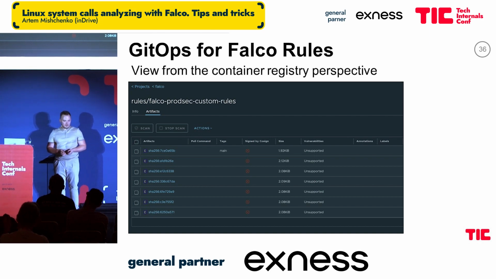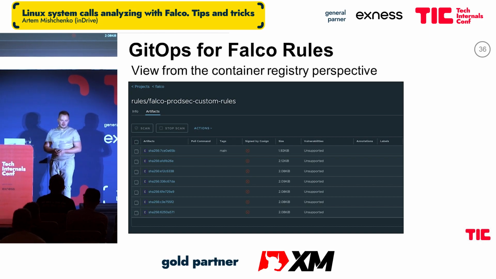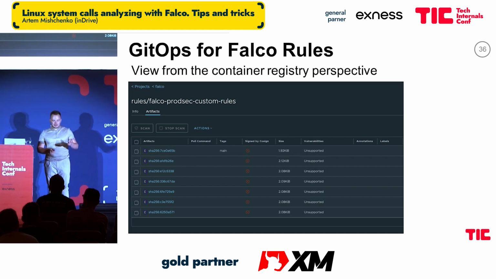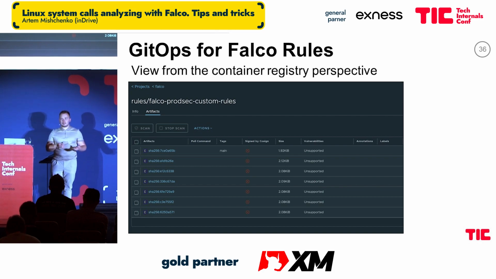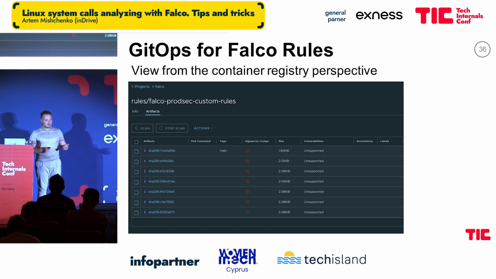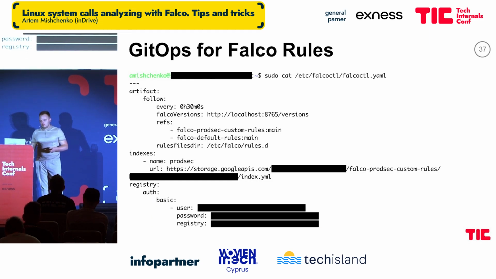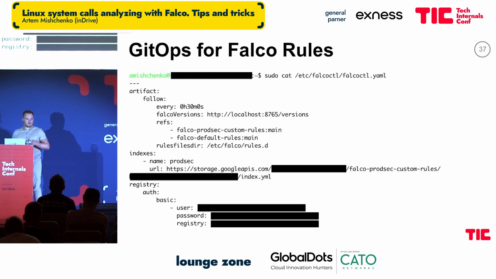And this is the view from the container registry perspective. You can see that we have really lightweight images because they contain only several YAML files inside them, and we have a tag. The tag is from the branch of GitHub, or we can put it latest, we can do everything we want, but we can see that we have an image with the latest rules we can download later.